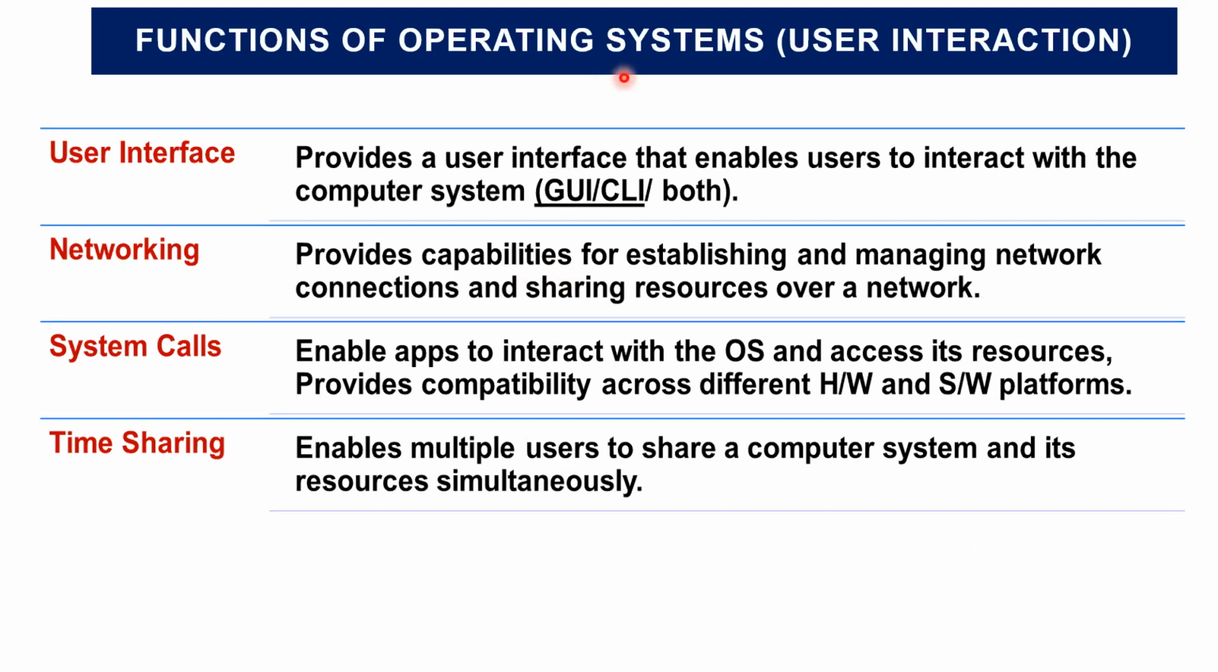And the next set of functions that come under the category of user interaction begins with the user interface. First of all, in order to interact with the computer, we as users need some kind of user interface. The user interface in a computer system can be of two categories, GUI and CLI. GUI stands for graphical user interface and CLI stands for command line interface. Some of the applications provide both GUI as well as CLI. So user interface includes either the graphical user interface or the command line interface or a combination.